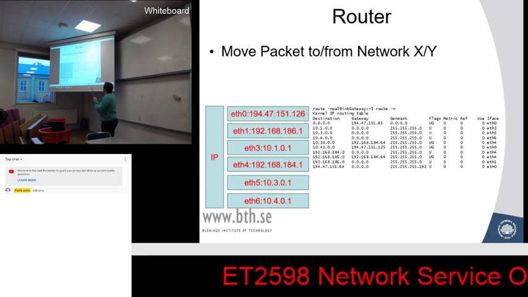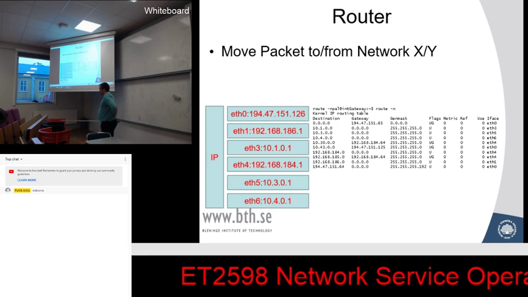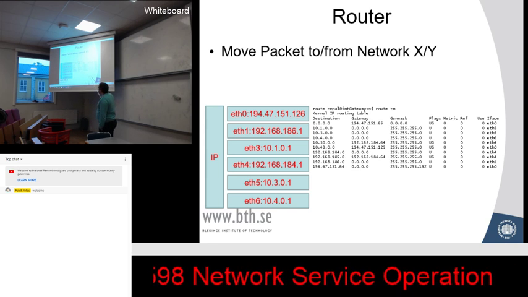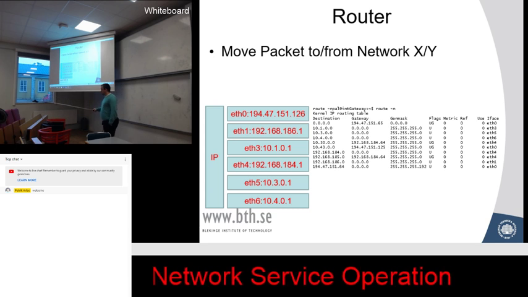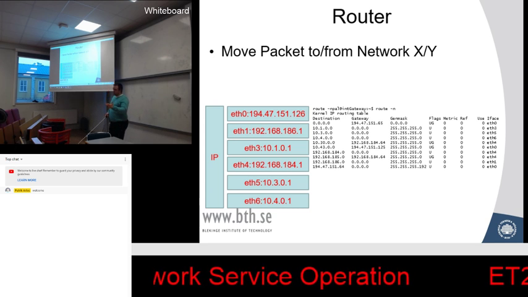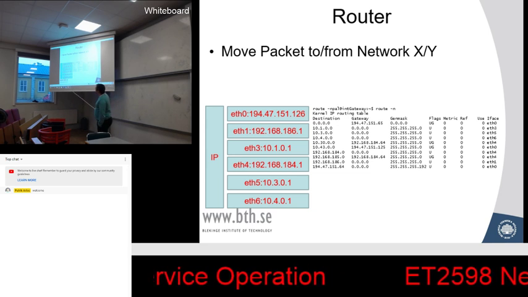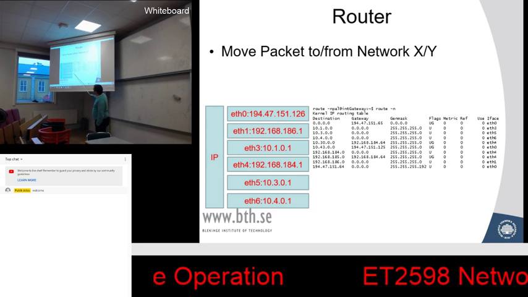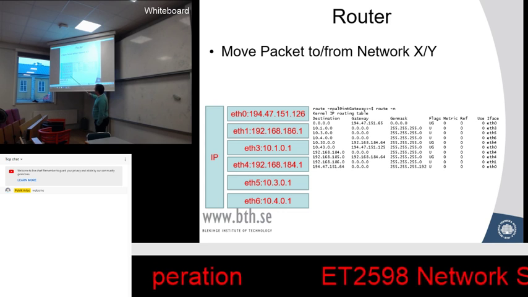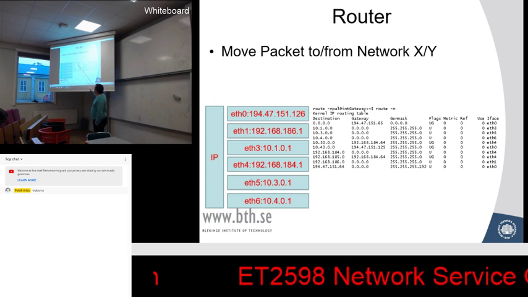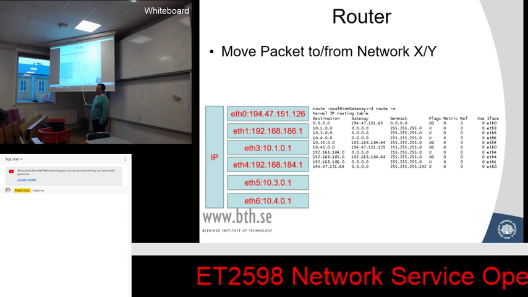Again, an example. In this scenario, this is, by the way, the main gateway router we have in our research lab. It has, what is it, 6 physical interfaces. This is the routing table it has.